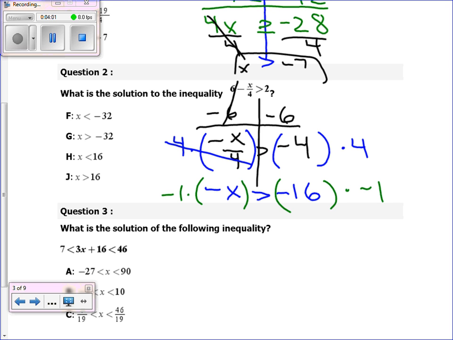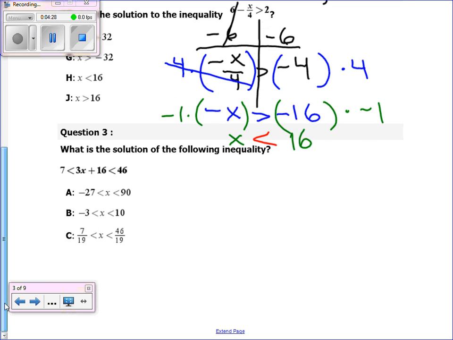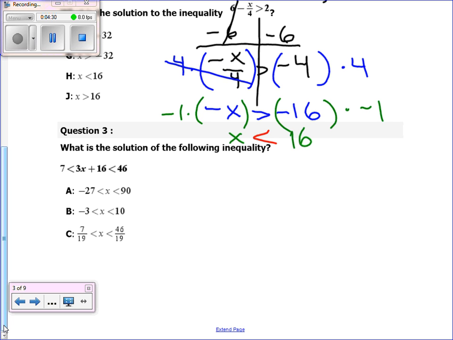So negative 1 times negative x is just positive x. As a result of multiplying by this negative, the direction of our inequality sign has now switched. And negative 16 times negative 1 is positive 16. So our final answer is x is less than 16, which looks like that's choice H. Now moving on to question 3.